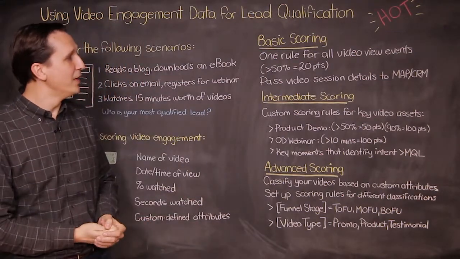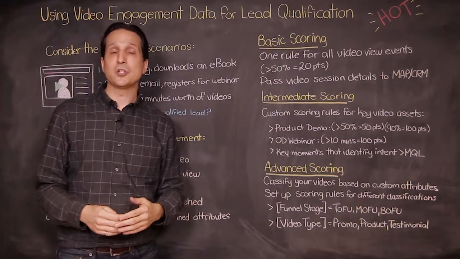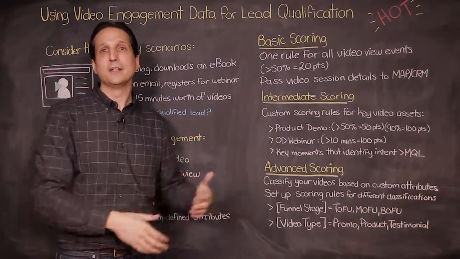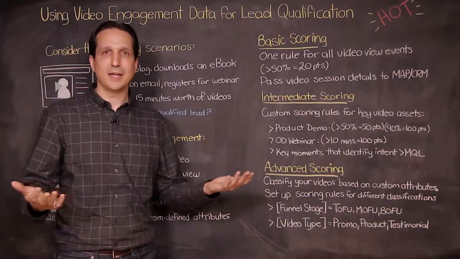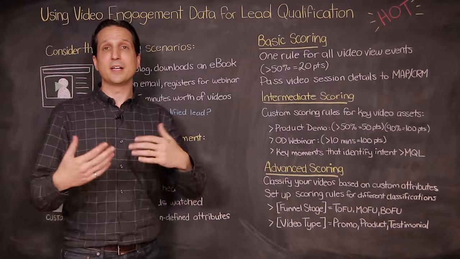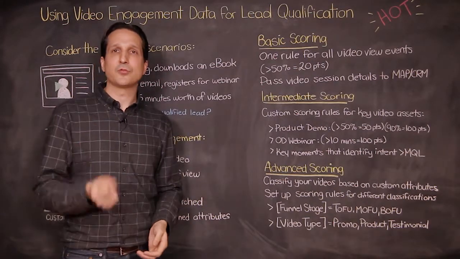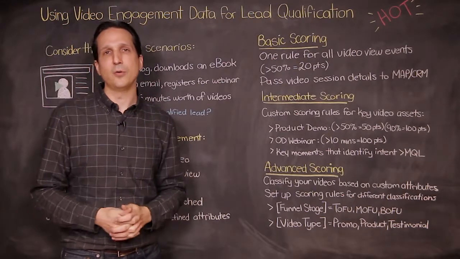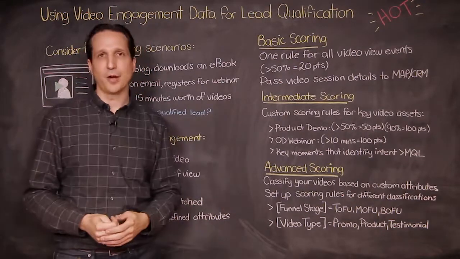The other thing you can do is not just rely on points, but actually pick key moments that trigger somebody to become a marketing qualified lead to be passed over to your sales team. Again, same example. Let's say they watch your product demo all the way to the end. Instead of giving them 100 points, you could make that trigger them to become an MQL immediately, which would then have your sales team follow up every time somebody hits that threshold.